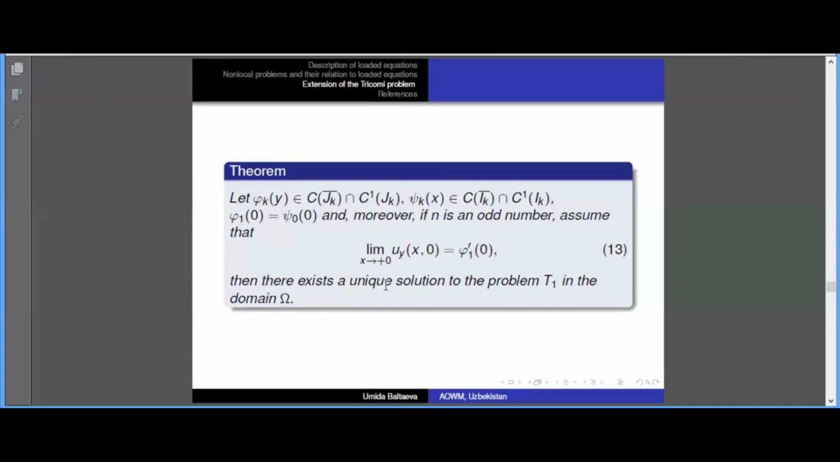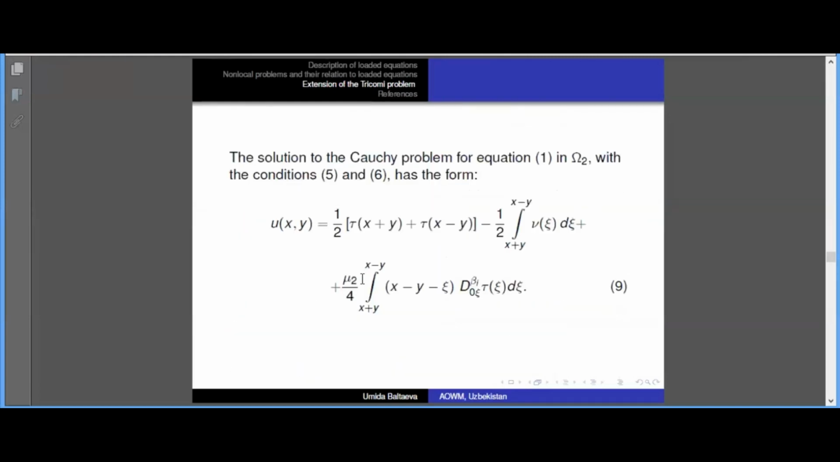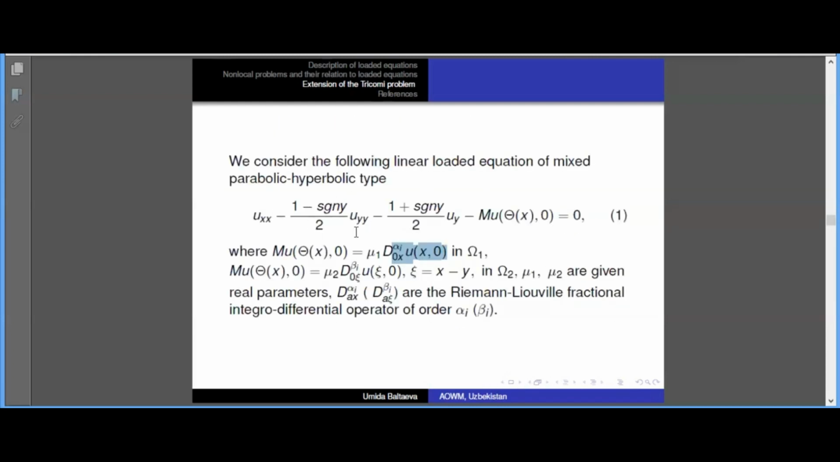I will describe very briefly the proof of this theorem, since we do not have much time. First, what we are doing is only a map of the investigation. Let us start with the hyperbolic part. For the hyperbolic part, our equation is described as u_xx minus u_yy equals 0, with this loaded part.